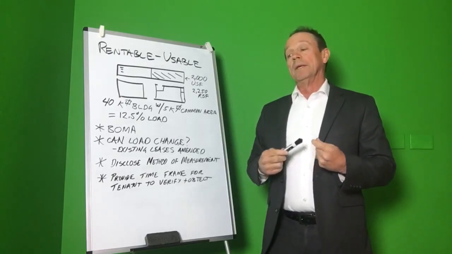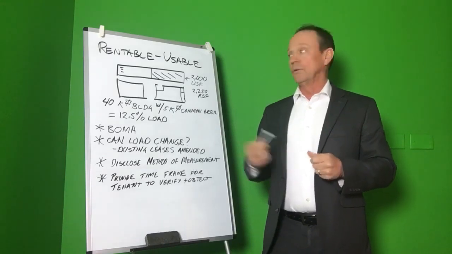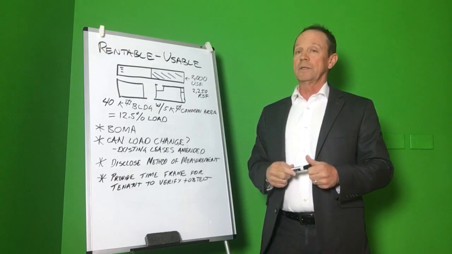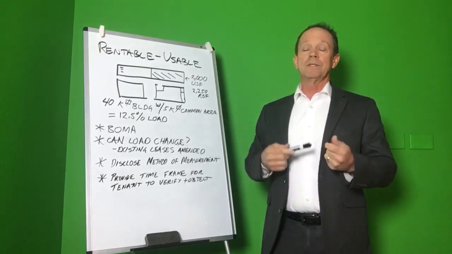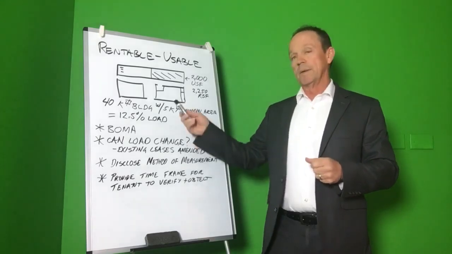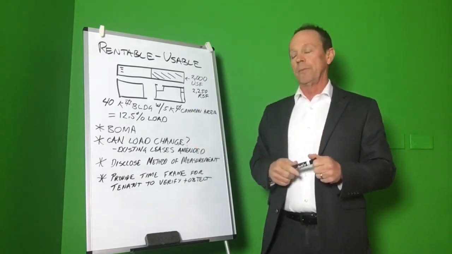However, in an older building, those numbers might not be readily available. You might not have the drawings on the building itself, and I advise you to have an architect go out there and do some field measurements and come up with that, so that way it's easily defendable.